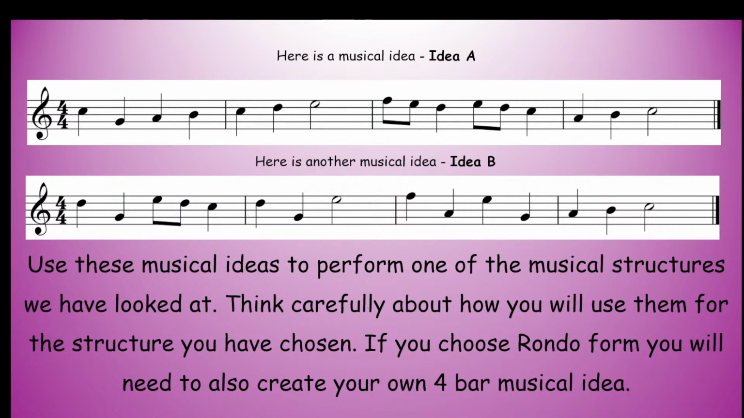Four beats in a bar using crotchets, minims and quavers, stuff we've covered in the first few lessons. You could play that, I'm sure. Idea B. So if I played idea A and then idea B, I've created a binary form piece straight away. If I played A, then B, then A, I've created a ternary form piece straight away.